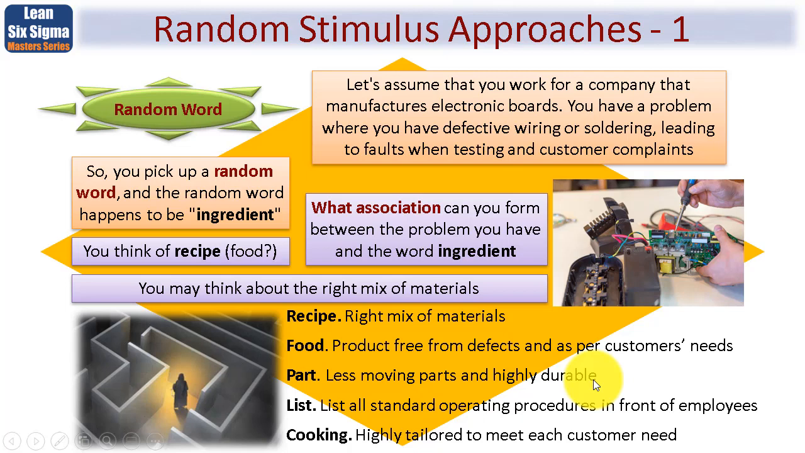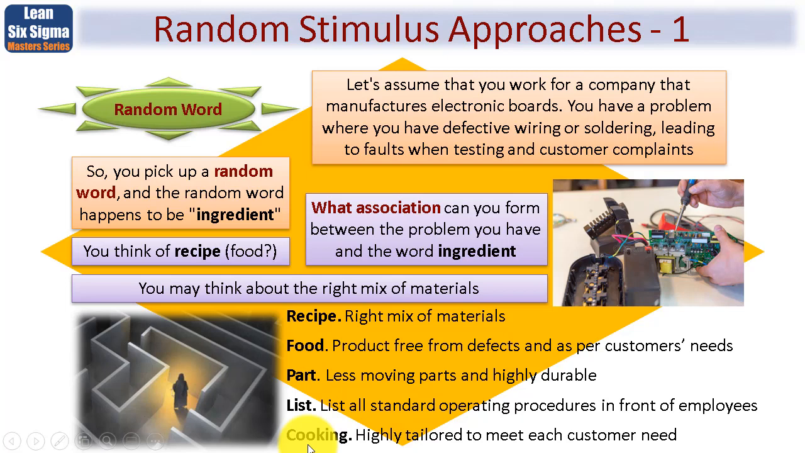Then you've got lists, all of the standard operating procedures in front of employees. So you can see immediately how this would go back to the folks you're using to assemble these boards. In terms of a recipe for food, this would be a list that complies first of all with the recipe itself, plus all of the techniques you may be using. And then of course finally cooking.